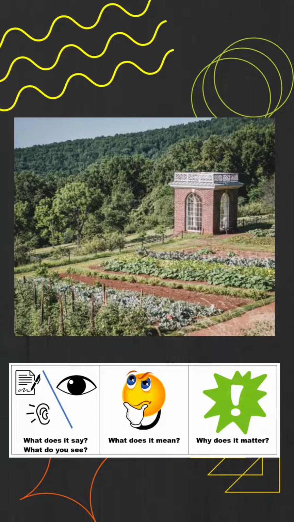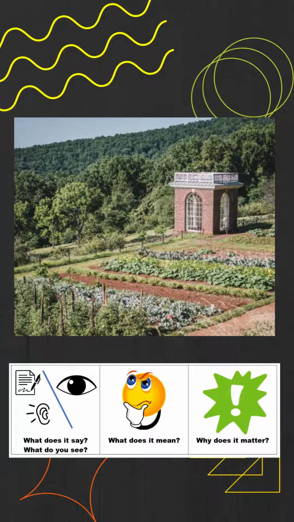And then we go to what does this mean? So, what does this mean? How does this teach us about Thomas Jefferson? Well, it may tell us that he loved to be outside. It may tell us that he loved to grow things, that he loved vegetables. It may also tell us that he was a collector of items.